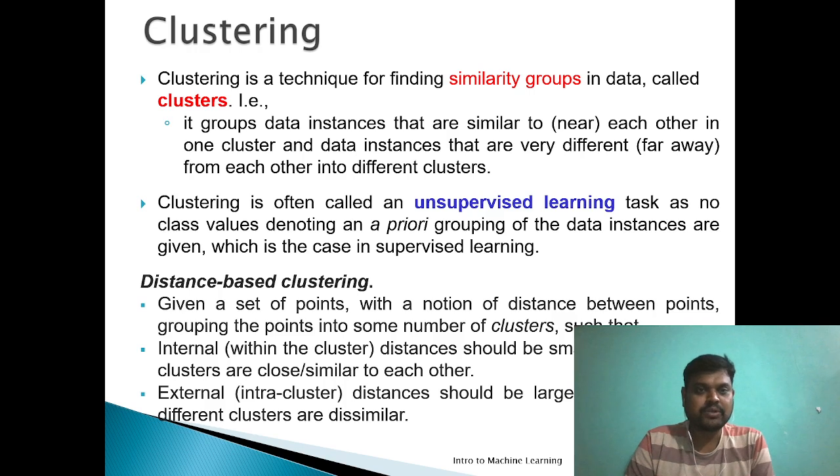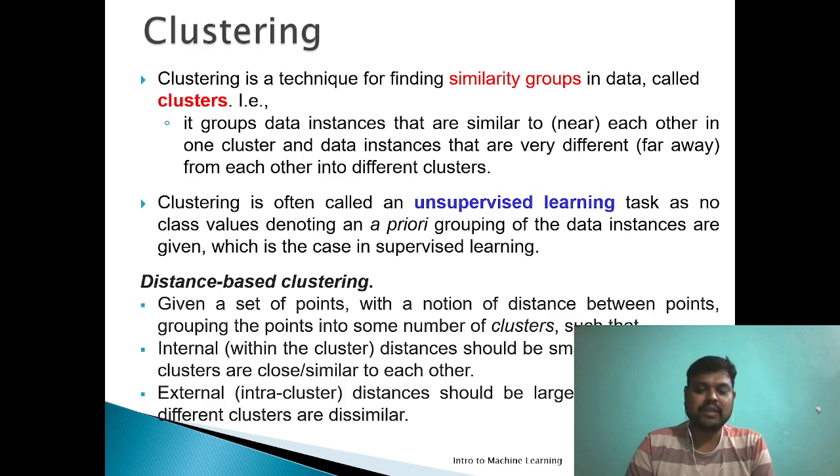So first we'll discuss clustering. Clustering, as I said, is a technique for finding similar items or similar groups in the data, called clusters, right? The data points present in one single group will have a similarity in terms of attributes or characteristics, whereas two data points located in different clusters are dissimilar. We don't have any labeled data set for clustering.